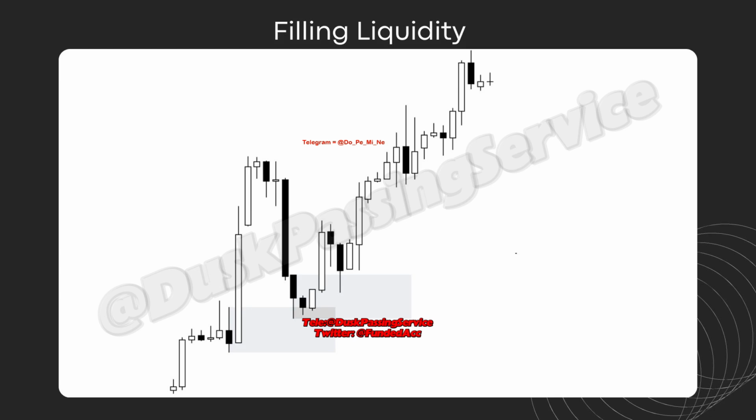In this example, we had two order blocks which didn't purge liquidity, but did fill liquidity, so that's why they were considered valid. This is how you identify an order block which fills liquidity instead of purging liquidity.